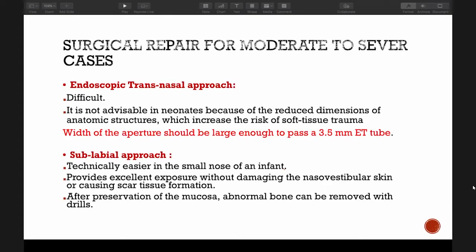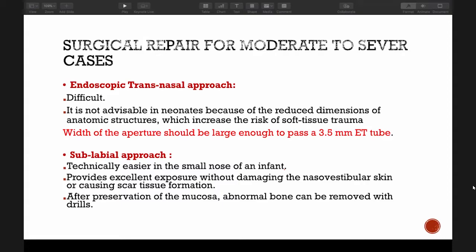For the surgical repair, we will use an endoscopic transnasal approach. Sometimes it is difficult, specifically if the width of the aperture is less than 3.5, so we cannot force the smaller endoscope. The preferred approach is the sublabial approach, to avoid damaging the nasovestibular skin or causing scarring tissue.